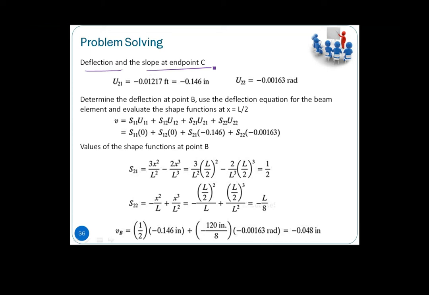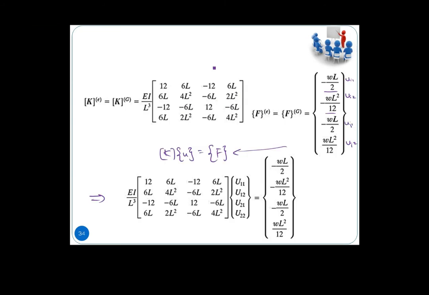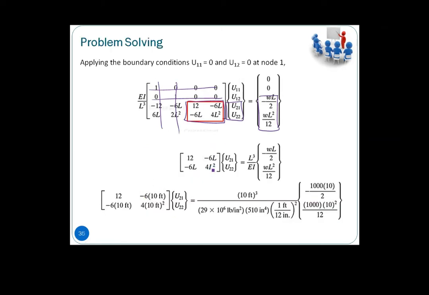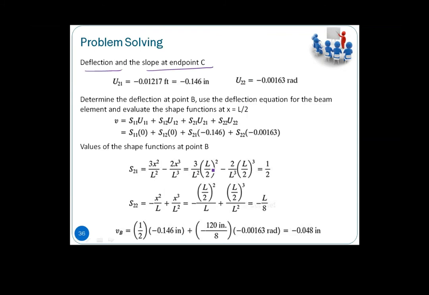we have to make use of our shape functions. If you still remember our shape functions, because point B is not a node unless we use 2 elements. Here we use 1 element, so we need another node, or we use shape functions. So we have v of x in the shape functions S11, S12, S21, S22. If we substitute x equal to L over 2, the midpoint, then we can first find our shape functions.